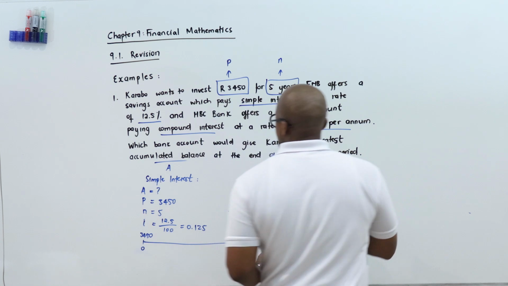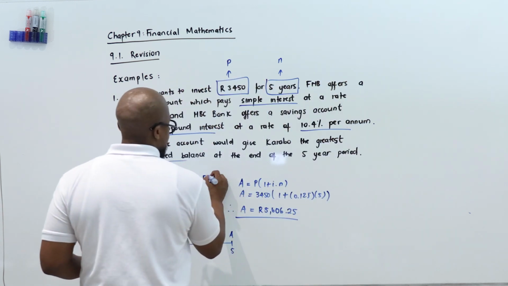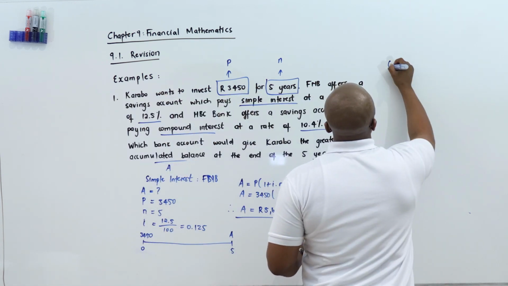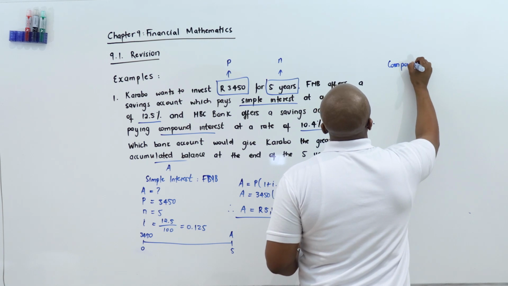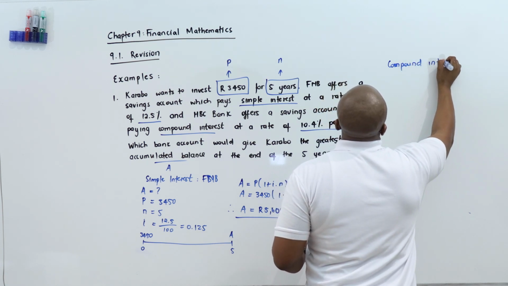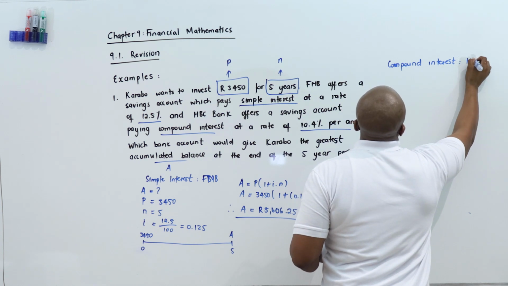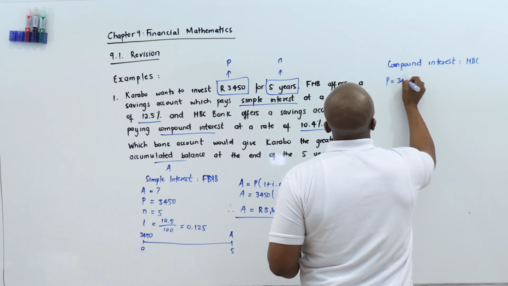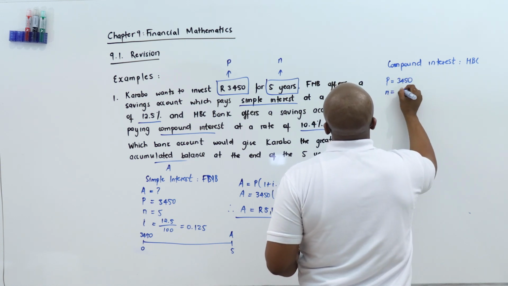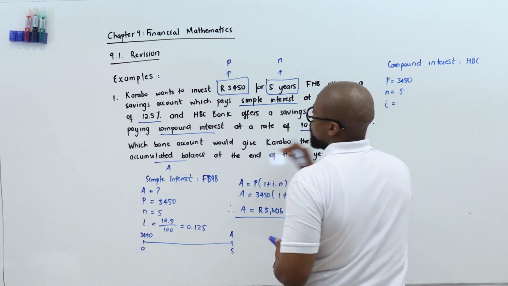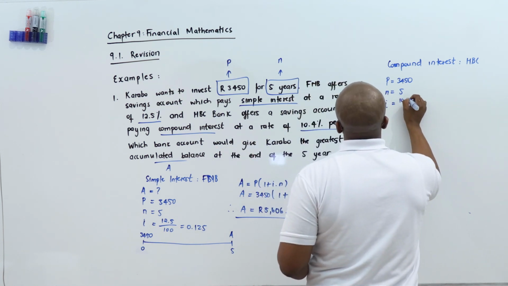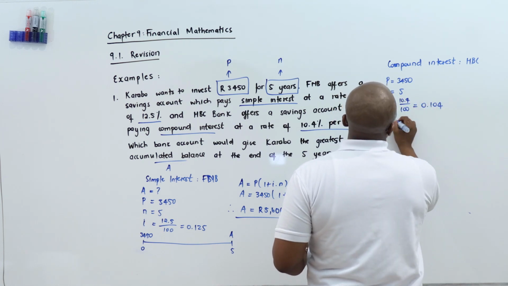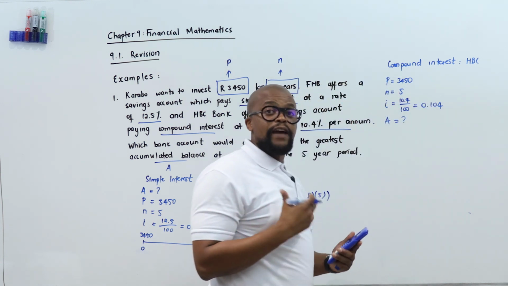But now we go to HBC Bank, that's FNB there, and HBC Bank offers compound interest, right? So with regards to the compound interest, remember everything stays the same. The principal amount still stays 3,450, and the n is 5 years. But the interest rate now changes because for compound interest, we are told that we've got 10.4. Remember, you always have to divide that by 100, which is then 0.104. And what we're looking for is the accumulated value in 5 years' time.